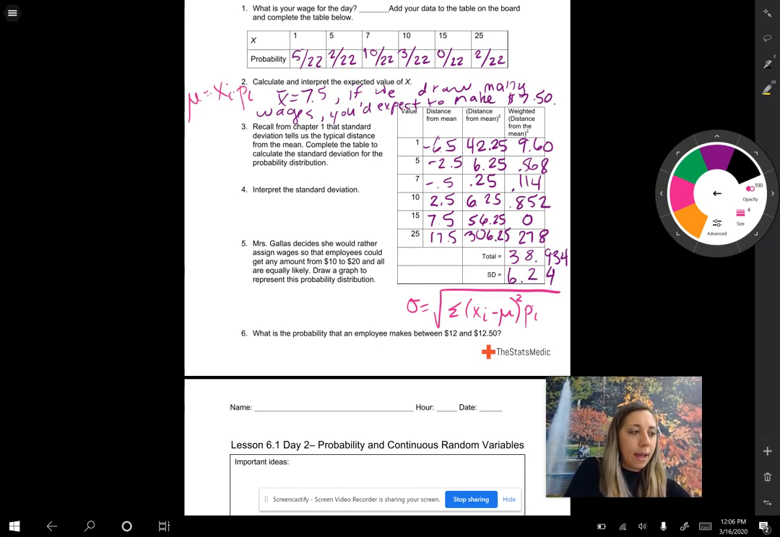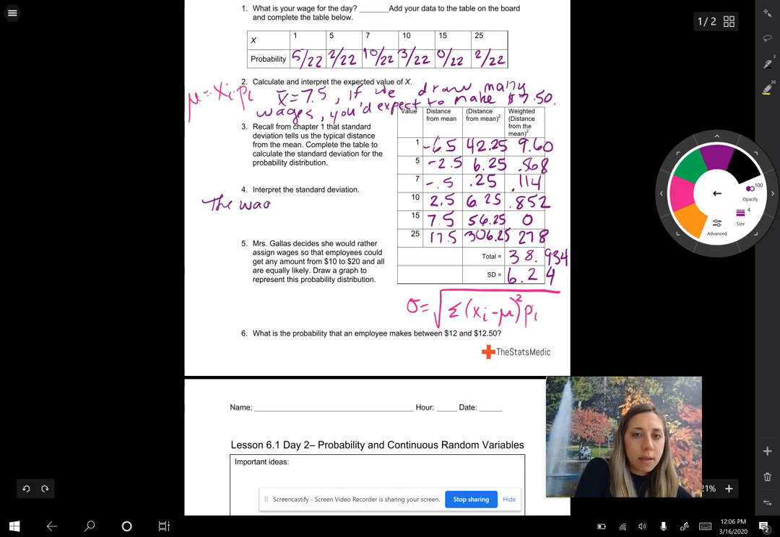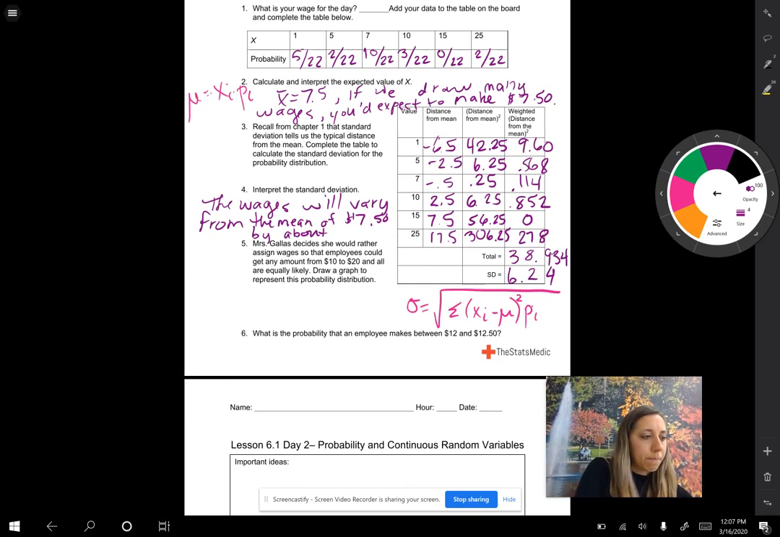So that's how you find that. If you want a correct interpretation for that standard deviation, the wages will vary from the mean of 750 by about $6.24. So that's how much it will typically vary from the mean.